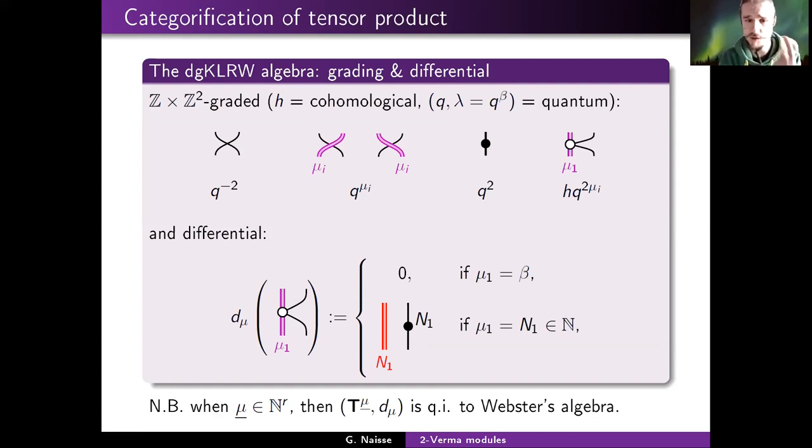So from here, you can see that if you just have one weight, so just one colored strand, it can either be red, and then again, we get the DG enhancement of the cyclotomic Nil-Hecke algebra, or we put it blue, and then the differential is zero. And of course, we have something that is equivalent to our categorification of the Verma in the first part. And if now you have multiple weights, but all the weights are integral, then you get something that is quasi-isomorphic to the Webster algebra. So it encodes everything.